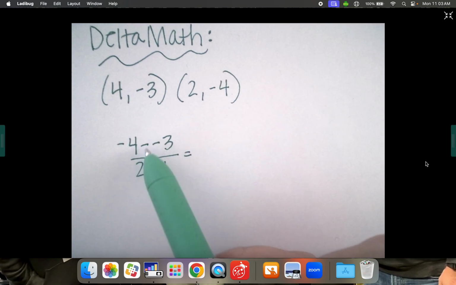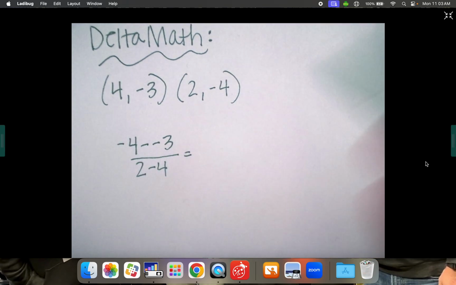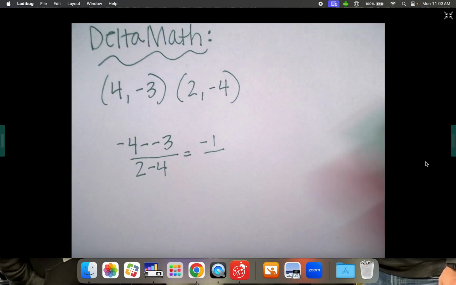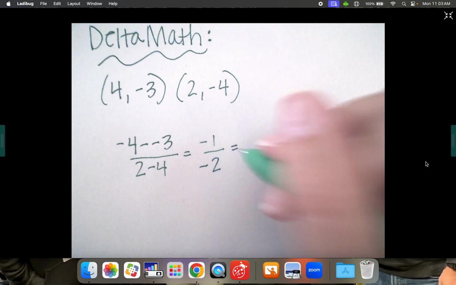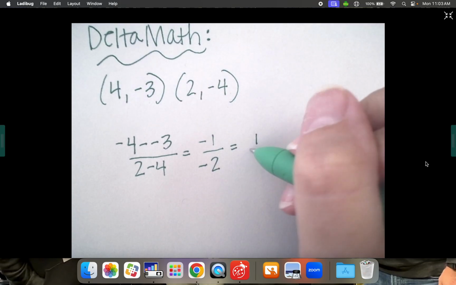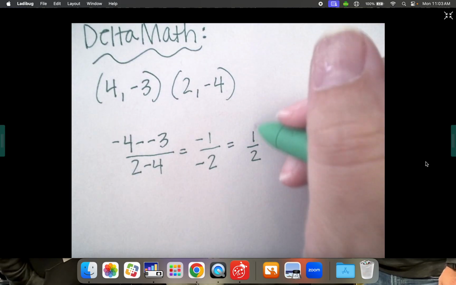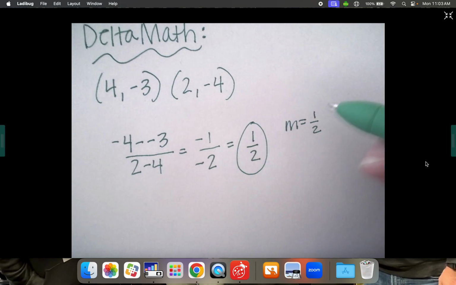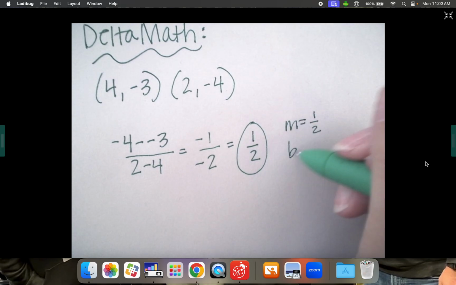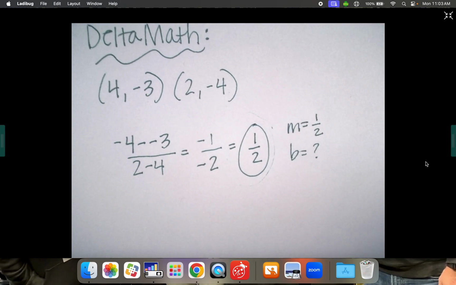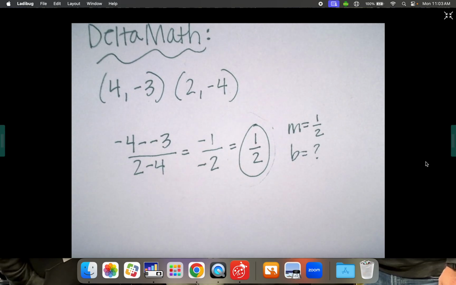So -4 minus -3, use your calculator please. I think that is -1. And then 2 minus 4 is -2. Now remember that if you have a negative over a negative, the whole thing becomes positive. So my slope is 1/2, which means I am half done with my problem because I need my m and I need my b. Right now I don't know what my b is, but I know what my m is. It's 1/2. So here's how to figure out the rest.